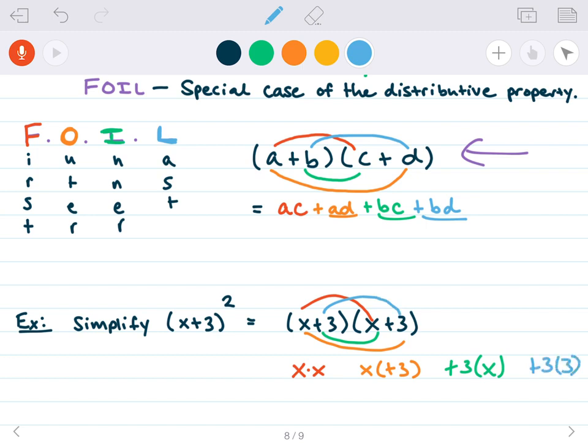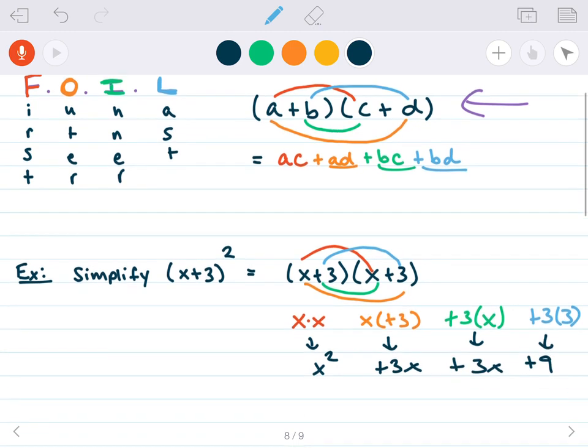Okay, and now I can simplify this out. I get x squared. This is x squared. This is plus 3x. This is also plus 3x. And this is plus 9. From here, you can combine these guys because they're like terms. And my final answer is x squared plus 6x plus 9.